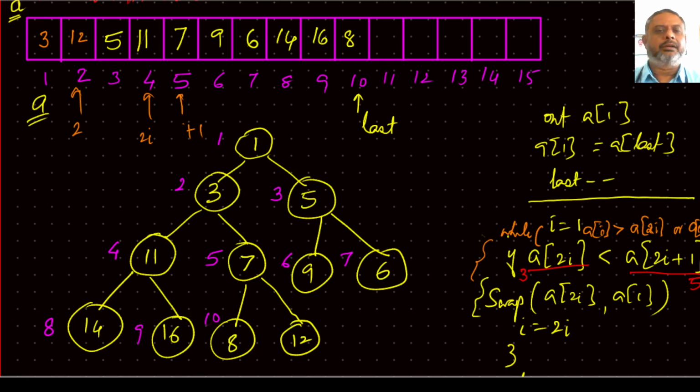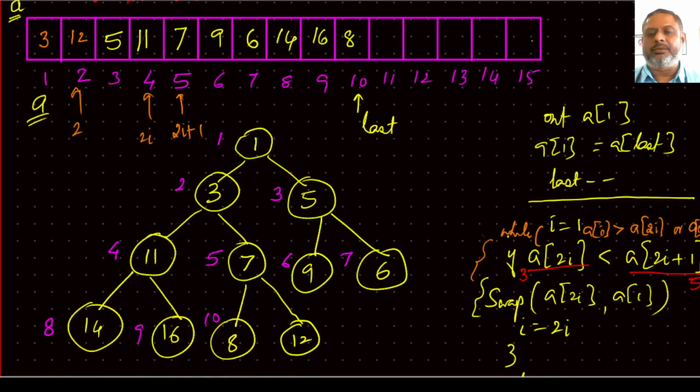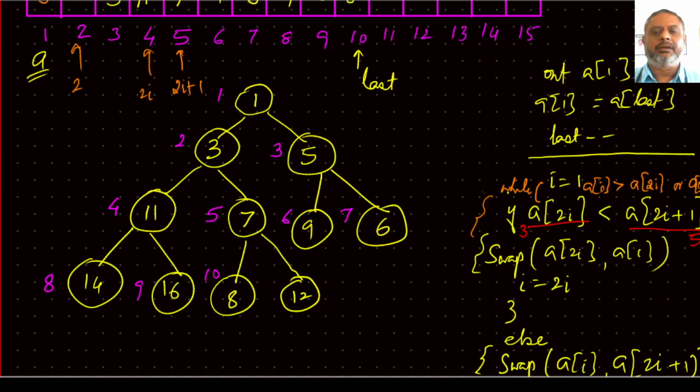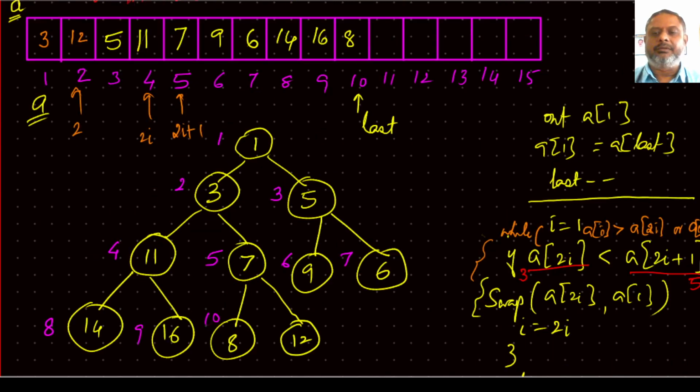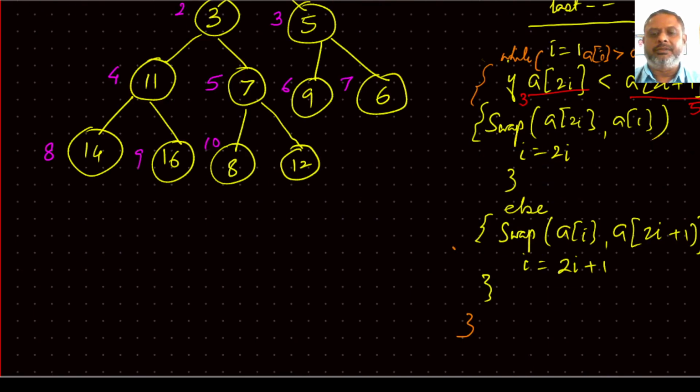So we are back into this. 12 is greater than 11, 12 is greater than 7, definitely. Therefore, this whole thing continues. Now we are checking whether A of 2I is less than 2I plus 1. A of 2I less than 2I plus 1, definitely no. That means this condition is done.